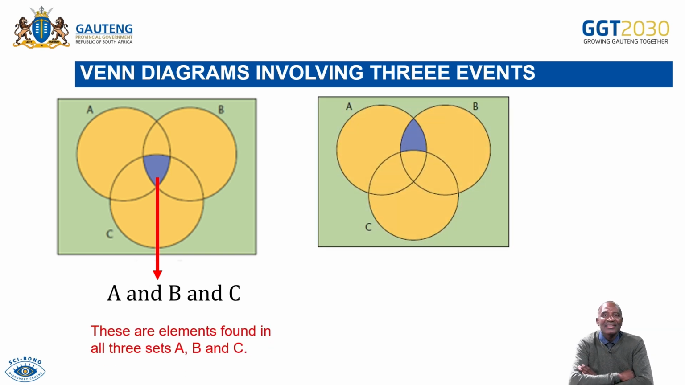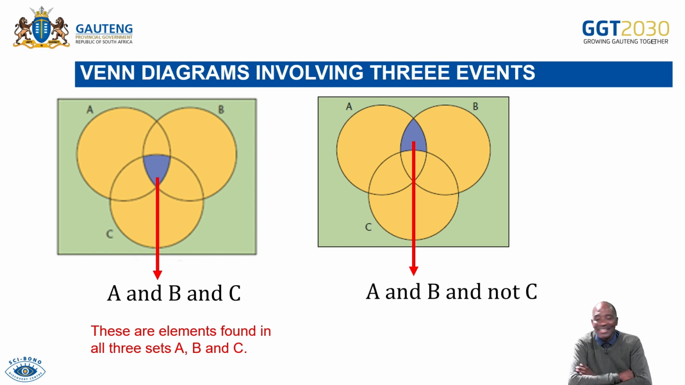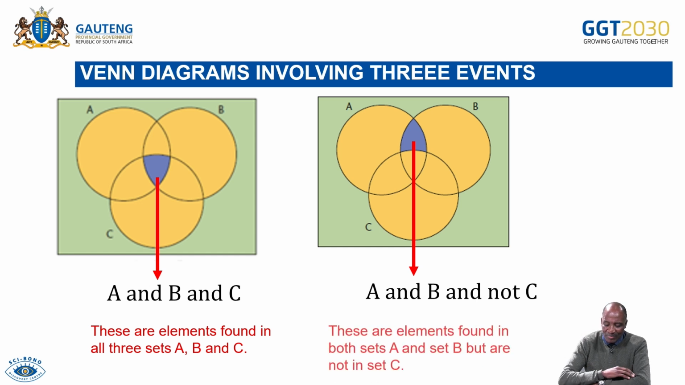Then the next one, I see these are elements that are in A and B only. A intersection B only. So how do we read this? We are saying A and B and not C. As you can see, it doesn't overlap to C. That region is outside C. It has nothing to do with C, but it's between A and B. So we read this as A and B and not C. You are not in C. You are in A and B sharing those elements.